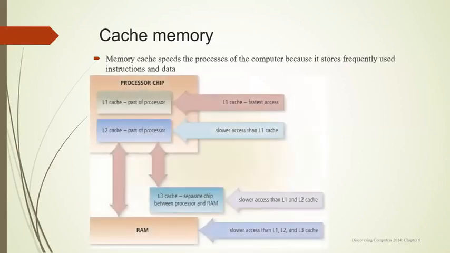Cache memory. So then we move to a very important type of memory, cache. Memory cache speeds up the processor of the computer because it stores frequently used instructions and data. So why are we using that cache? I will ask that question. There may be this kind of question: why do they have a cache?